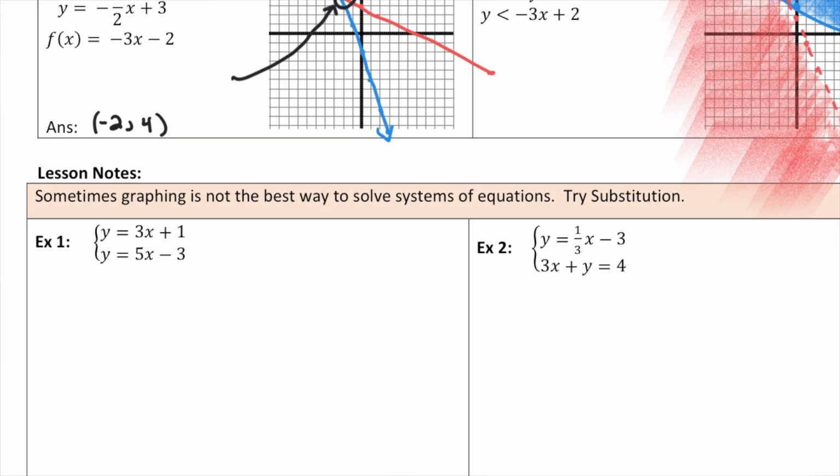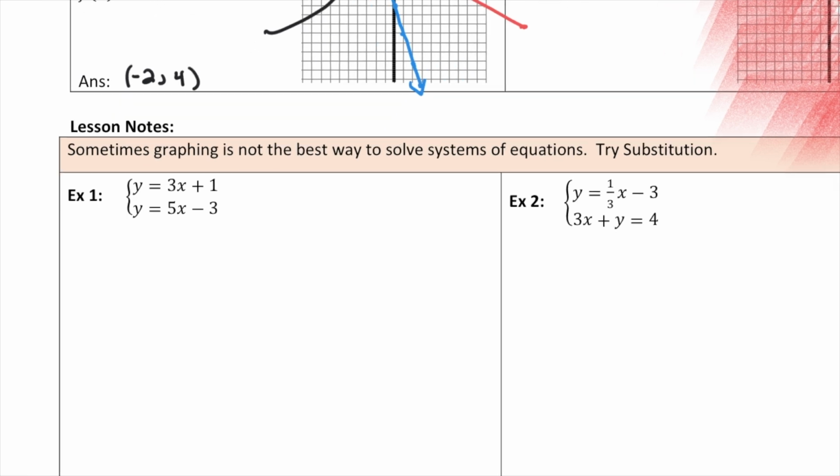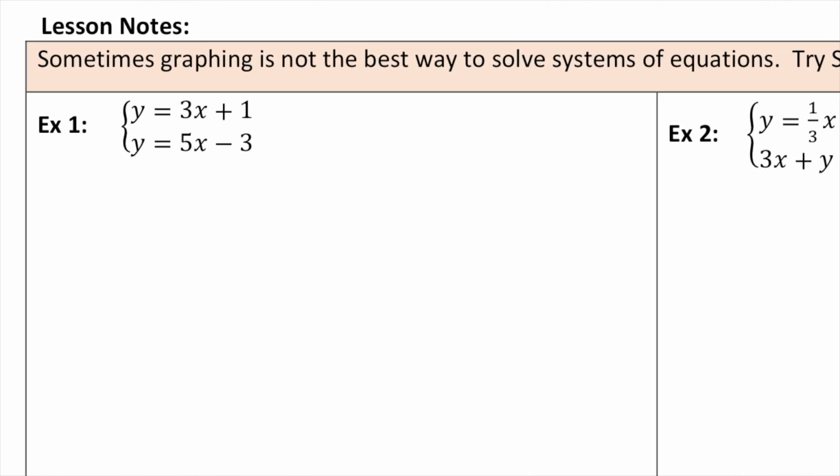Sometimes graphing is not the best way to solve systems, so we're going to try a new method, substitution. For example 1, you have y equals 3x plus 1, and you have y equals 5x minus 3. These y values are a shared value, so if we set those equal to each other, we will have 3x plus 1 equals 5x minus 3.